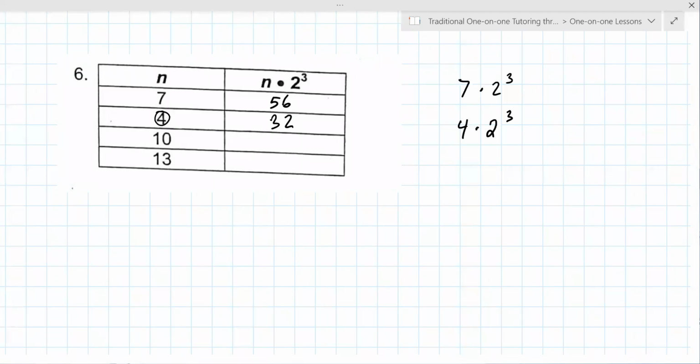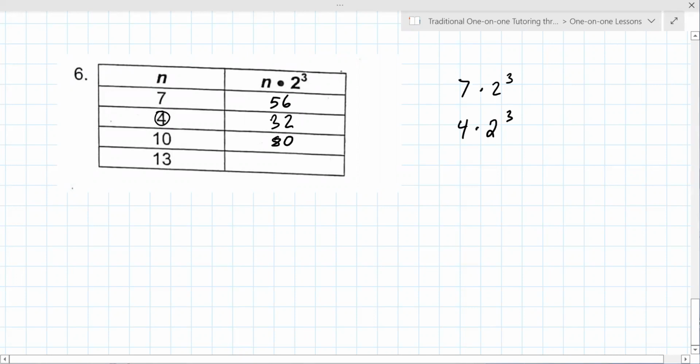Ten times 8 is 80. Good. 13 times 8. So that one you may have to work out off to the side. Now you can break apart 13 into 10 plus 3. Is it 104? It is 104.